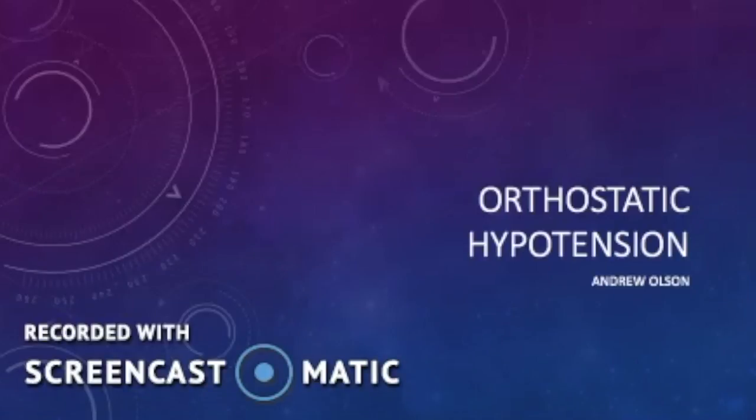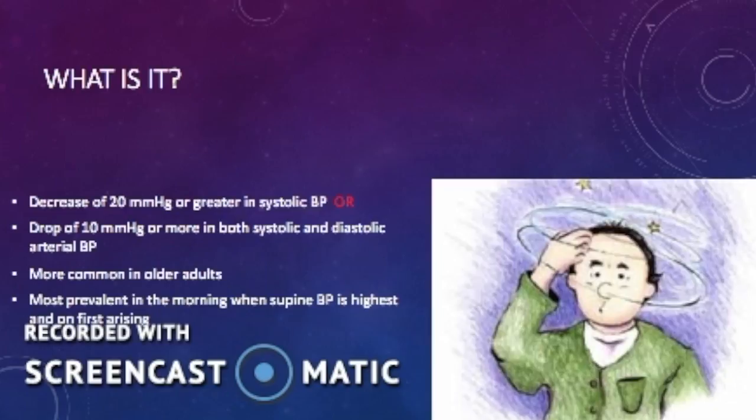Hi, today we're going to be talking and discussing orthostatic hypotension. So, orthostatic hypotension is classified as a decrease of 20 millimeters of mercury or greater in the systolic blood pressure, or a drop of 10 millimeters of mercury or more in both the systolic and diastolic arterial blood pressure.